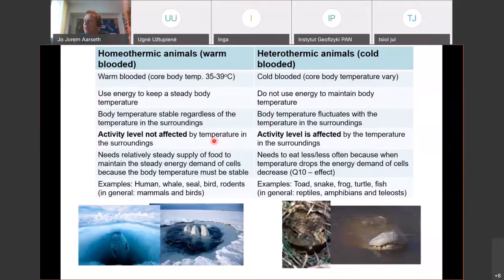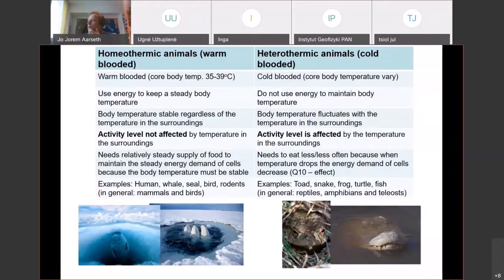Activity level in a homothermic animal is not affected by the temperature in the surroundings, meaning that if it's very cold, an animal can still be very active and search for food. But in heterothermic animals, the body temperature will go down because the surrounding temperature is going down, and this affects the biological systems through a Q10 effect, meaning that when the temperature decreases, the activity of biological processes slows down.